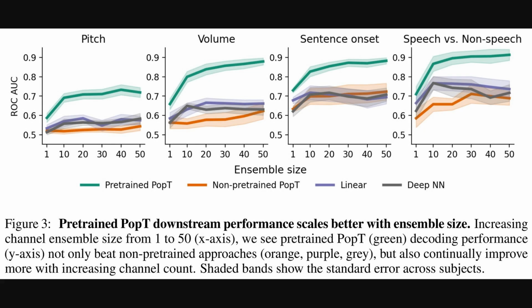Following up on that impressive sample efficiency, this figure shows another cool aspect: how performance scales with the ensemble size, which is just the number of input channels the model uses. We're looking at tasks like decoding pitch, volume, or distinguishing speech. And consistently, the green line, representing the pre-trained population transformer, not only starts with better ROC-AUC scores, but also shows a much stronger improvement as the ensemble size increases from 1 up to 50 channels. The other approaches, like non-pre-trained or simpler models, just don't gain as much from additional channel information. This really highlights its ability to effectively use more data.